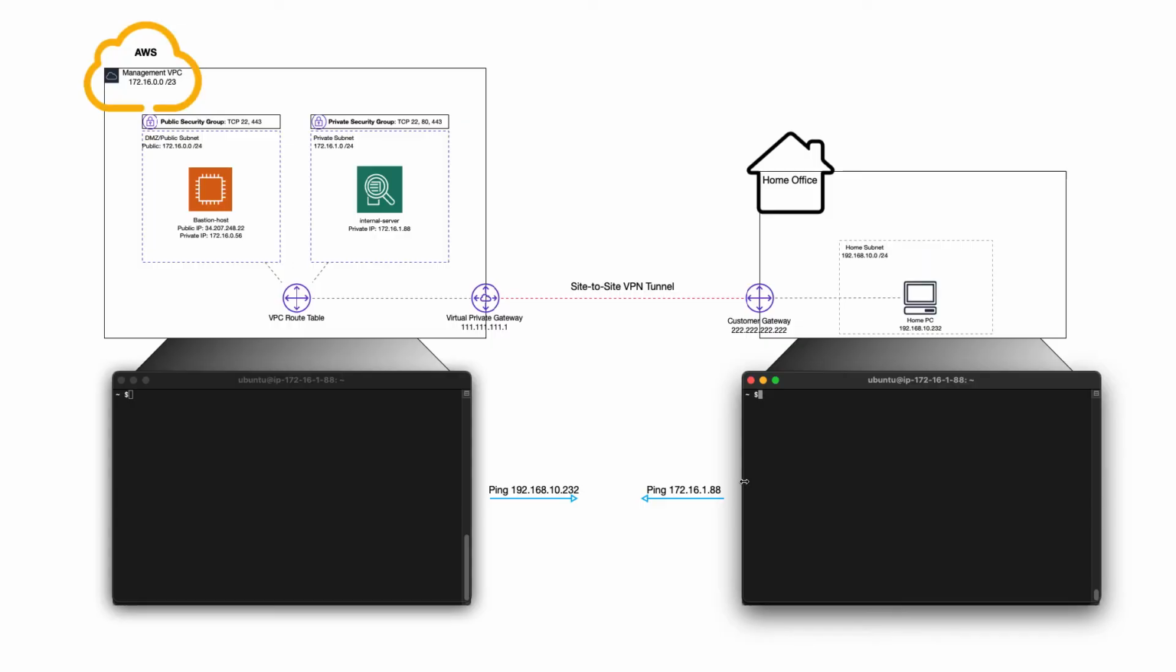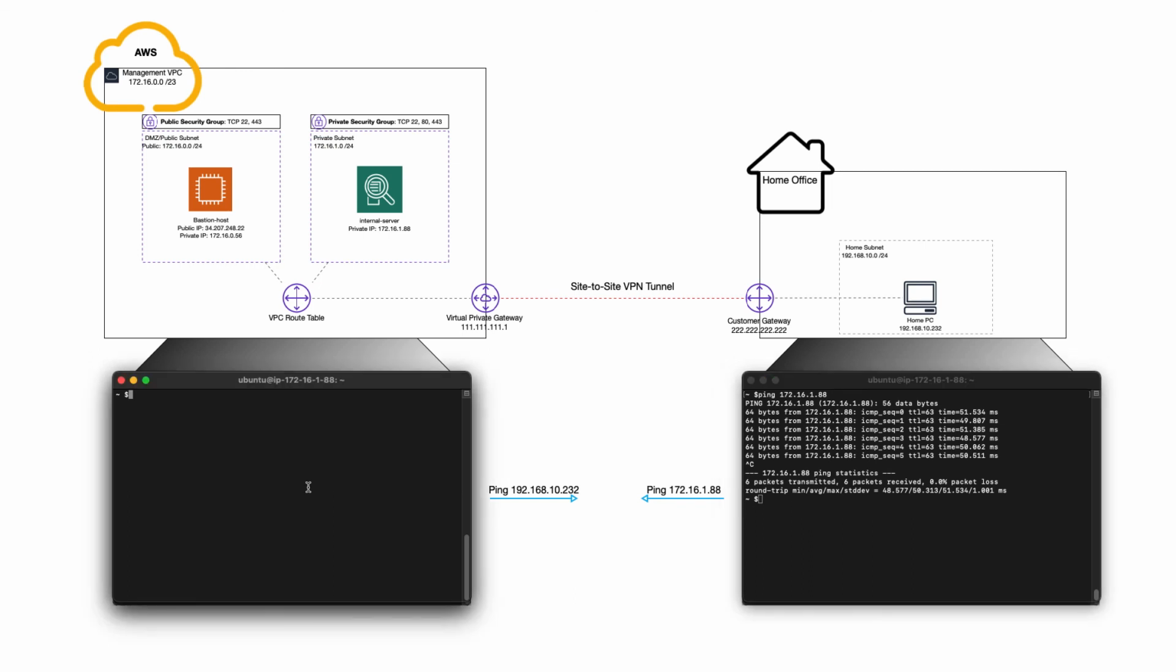The final step that we need to take is just to do some basic connectivity tests now that the site-to-site VPN is established between AWS and my home network. We're going to try to ping the internal address of 172.16.1.88. We should be able to connect directly from my home PC to the internal server. So let's go ahead and try to ping the server at 172.16.1.88. We can see that the ping is working.